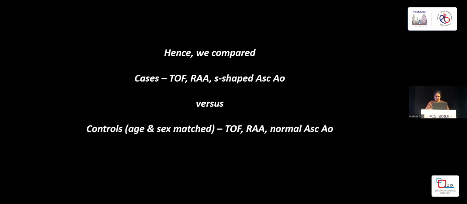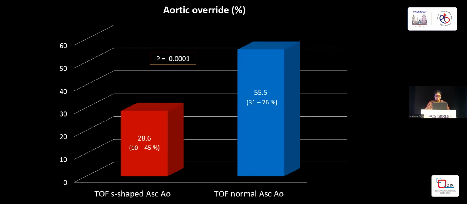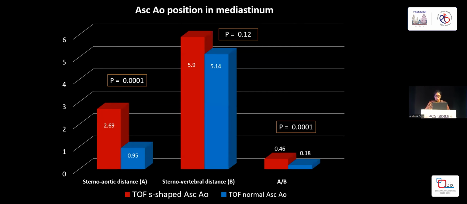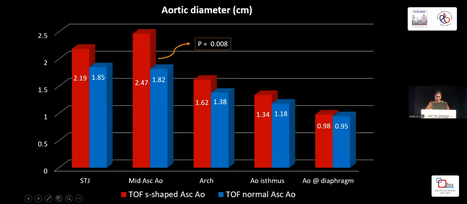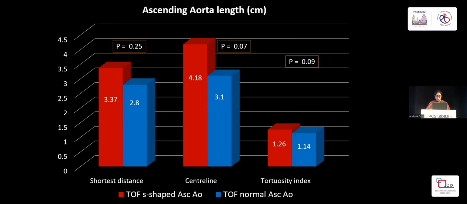which were also right aortic arch TOF, but with a normal ascending aorta. We saw that the aortic override degree was much lesser compared to our control group. The position of the aorta was also much more posterior, as the sternoaortic distance was much greater, whereas the sternovertebral distance remained the same. The mid-ascending aortic diameter was dilated, and the ascending aortic length remained the same in whatever way we measured, and even the tortuosity of the ascending aorta was similar to the controls.